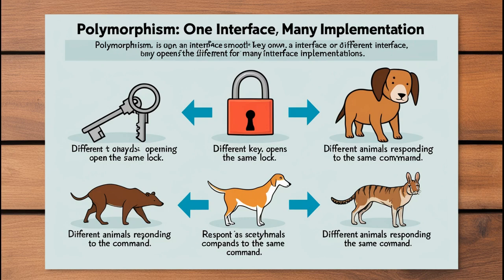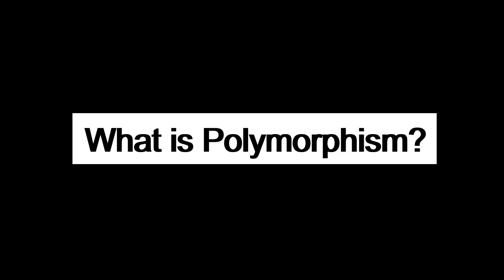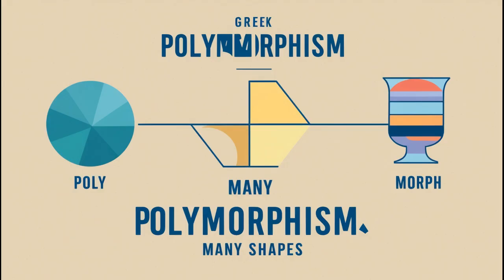Let's get started. Polymorphism is a fancy term that comes from Greek, meaning many shapes. In programming, it refers to the ability of different objects to respond to the same method call in different ways. Simply put, polymorphism allows us to define one interface and have multiple implementations. This is super useful when we want to perform the same action in different ways, depending on the object.